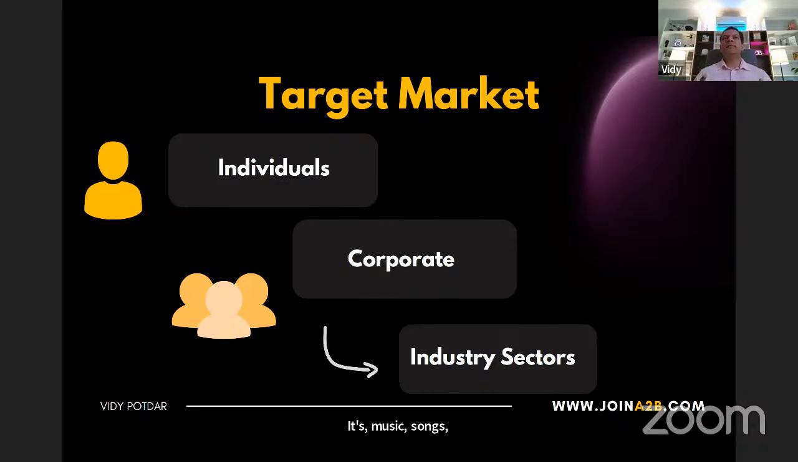All these are individual intellectual properties that people create. So with A2B, these users can secure their intellectual property at least by posting their creation to A2B.